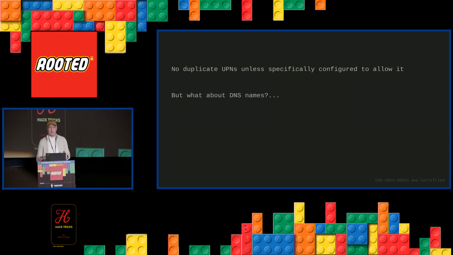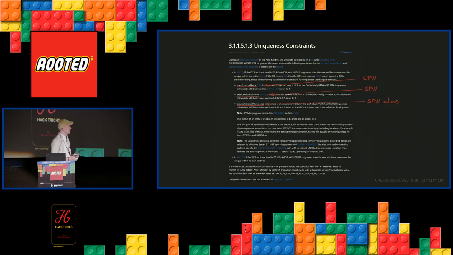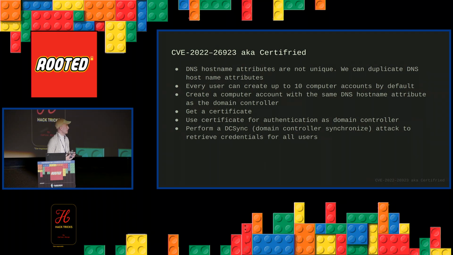But what about DNS names? Well, this is the full section. It's very small, but I have highlighted, we have one check for the UPN, the user principal name. Then we have something for a service principal name, which is another attribute, so an SPN, and then an SPN alias. But it doesn't mention the DNS hostname anywhere. And that is the essence of Certified.